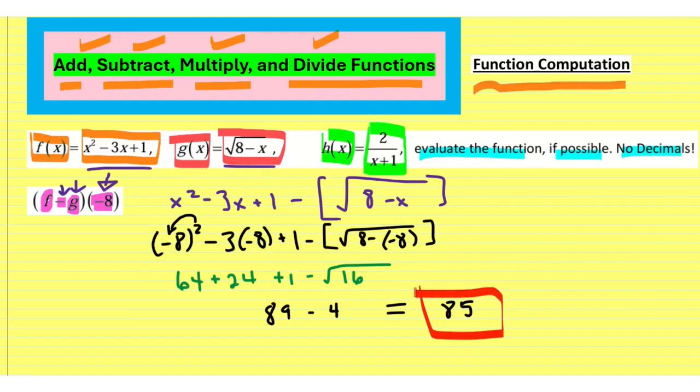Okay, so that's how we would subtract the f function minus the g function and evaluate it for a value of negative 8. 85 is the final simplified answer for this function computation.